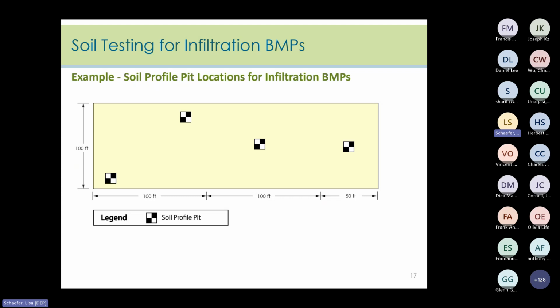Okay, so the next few slides are going to look at the number and location of tests for special types of infiltration BMPs. And that is going to include small scale and then linear BMPs. And then after that, we're going to go on to the other tests we need to perform for all BMPs designed to infiltrate.